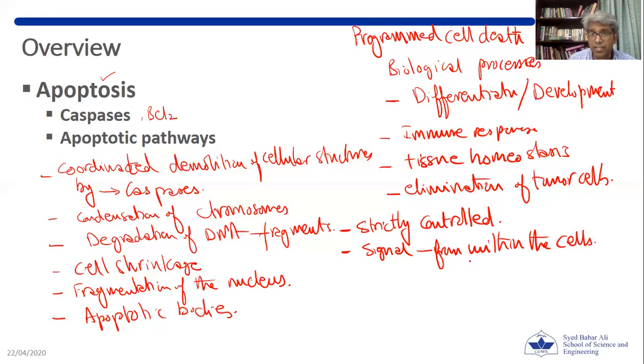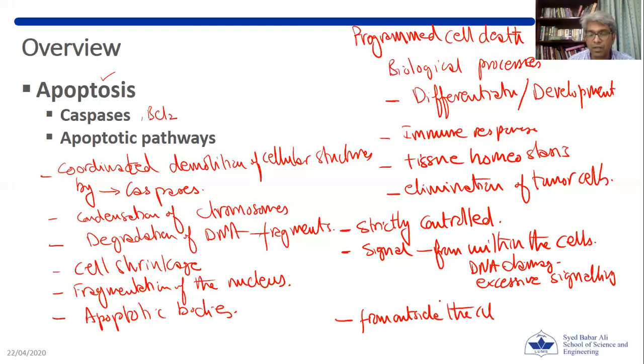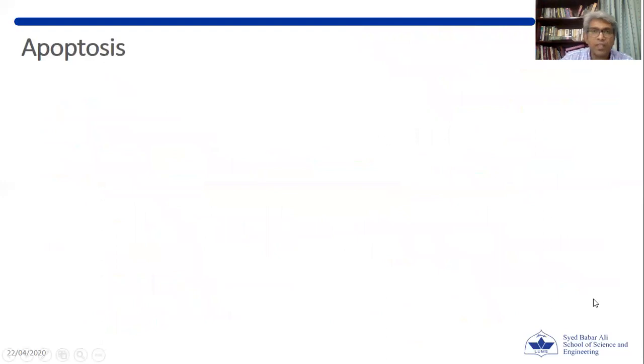These signals can be DNA damage, for example, excessive signaling, or these signals can be from outside the cell. For example, Fas ligand or TNF we studied the other day. So they can activate what are called death receptors. So these are the receptors that have a death domain, and we studied about that.